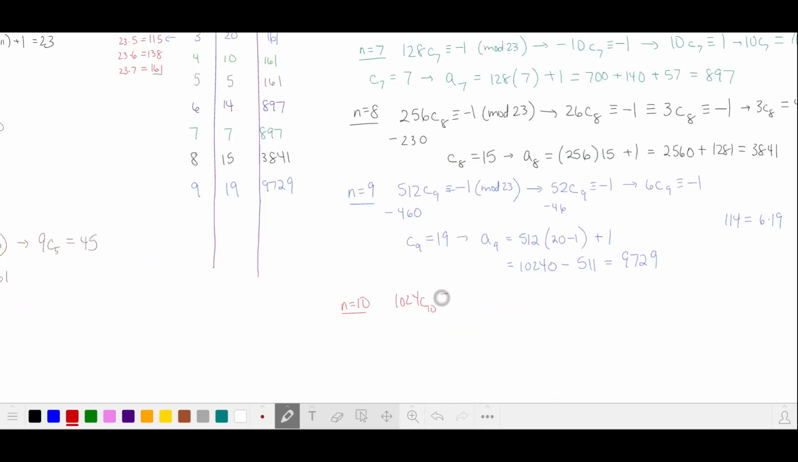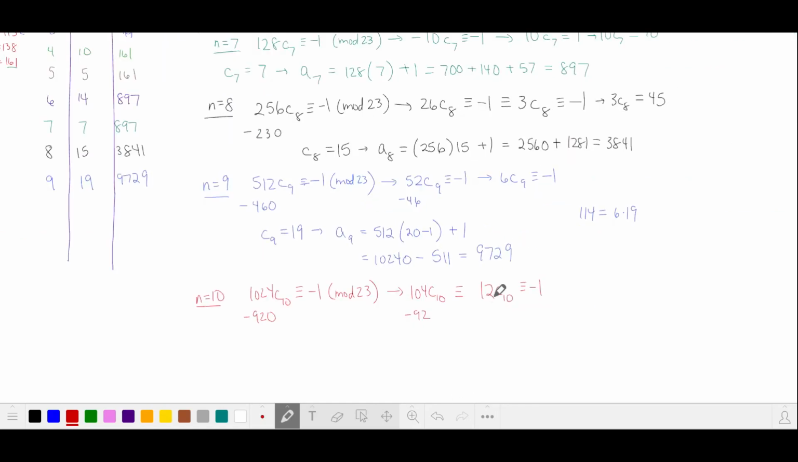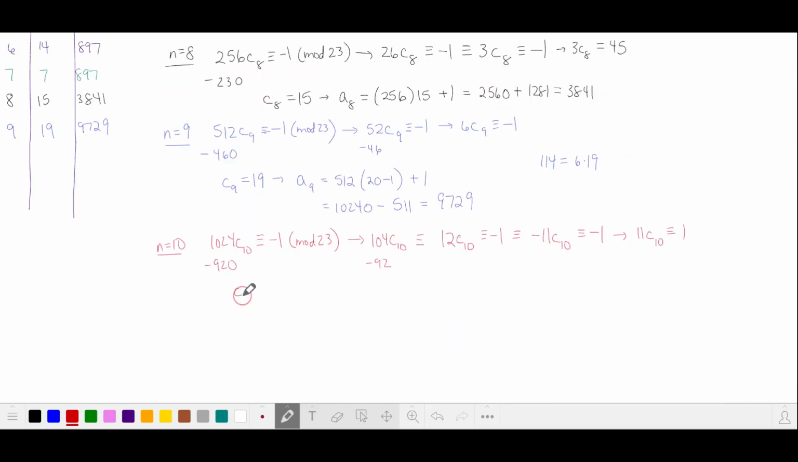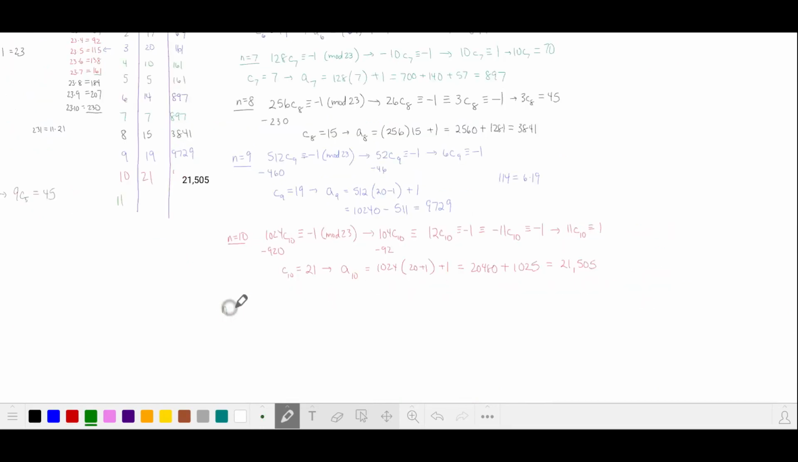And we'll continue with n equals 10, replacing these with smaller numbers by subtracting multiples of 23. And we'll subtract 92, and we get 12. But we might also want to replace 12 with -11 C10 because those multiples are easier to identify. And multiplying by -1, we're looking for multiples of 11 that are one more than a multiple of 23. We can use the alternating digit sum formula, and let's fill in some additional multiples of 23. Looking at 230, we notice that 231 is 11 times 21. So let's take C10 is equal to 21 and calculate A sub 10. This is 21,505.